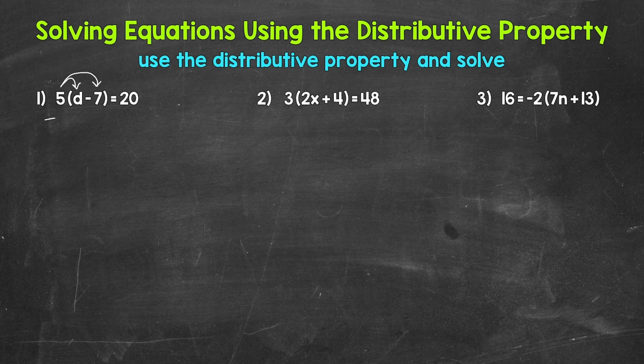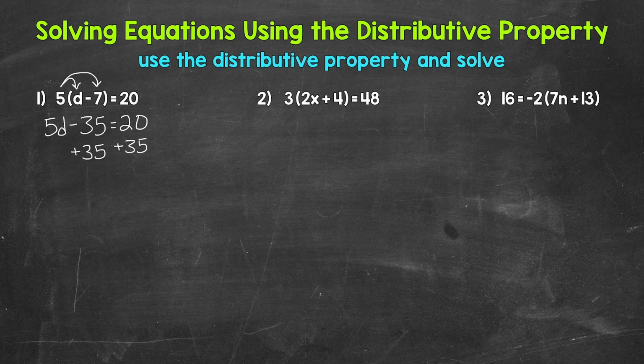5 times d gives us 5d. And then 5 times negative 7 gives us negative 35. So 5d minus 35 equals 20. So let's look to isolate that variable of d. We need to undo the subtraction first. The inverse operation of subtraction is addition. So add 35 to the left side of the equation. Whatever we do to one side, we must do to the other. So add 35 to the right side as well.